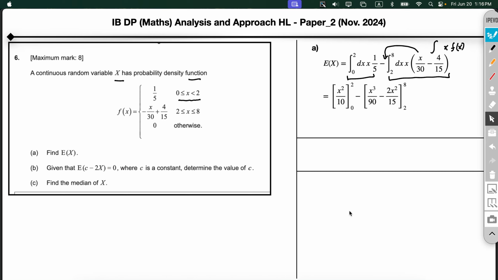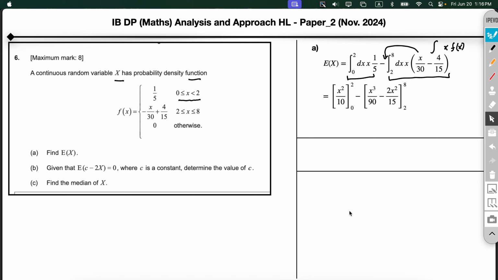So it is actually negative x over 30 plus 4 by 15. It has been written this way just for convenience of the calculation of integration of x times f(x) dx from 2 to 8. So if we carry out this integral, we have this x squared over 10. So x integral is x squared over 2, which becomes x squared over 10.